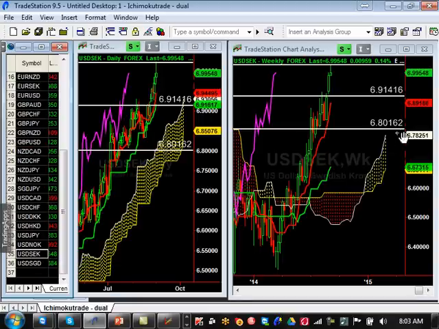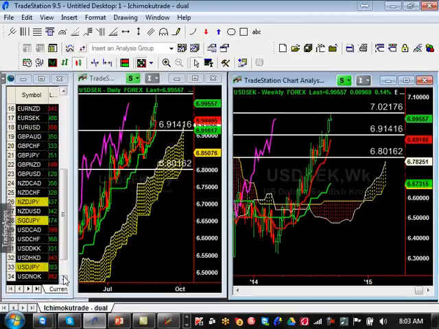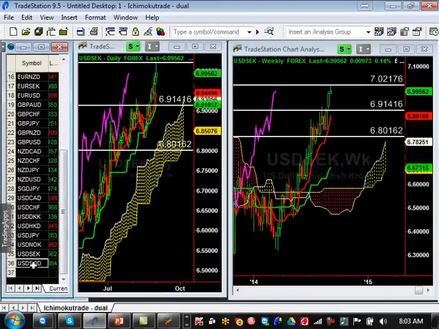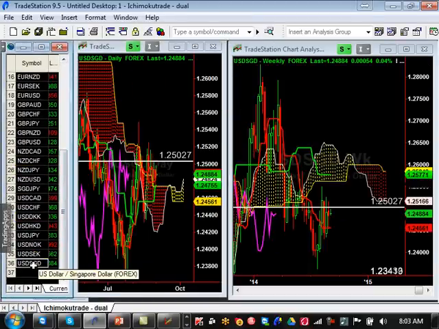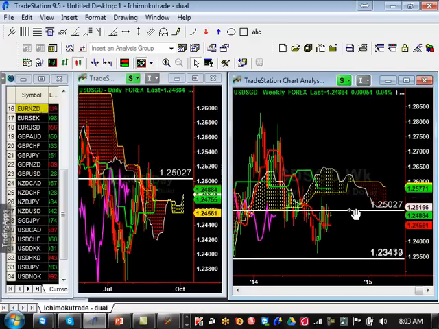USD SEK, bullish trending, approaching resistance here at 217, and USD Singapore basically is consolidating, and you could see here the support and resistance is there.